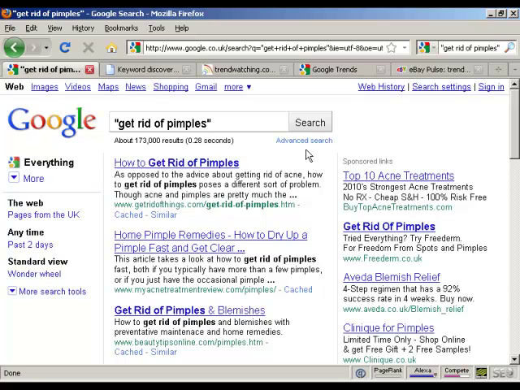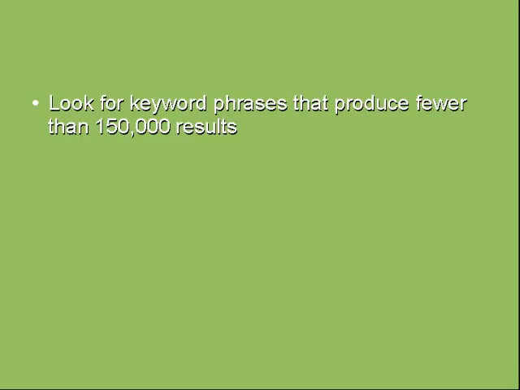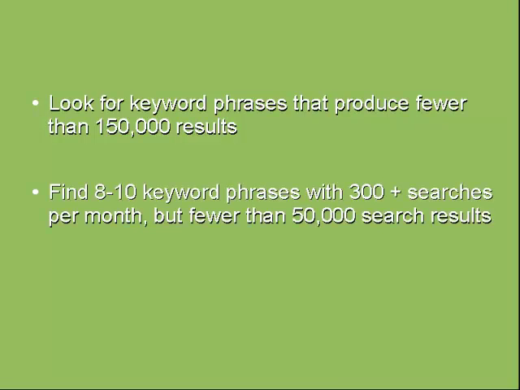individual keywords. I'm searching for keyword phrases that produce fewer than 150,000 results. Ideally, I would like to see at least 8 to 10 potential keyword phrases with 300 plus searches per month, but with fewer than 50,000 results that I can use within my marketing material. And this will give me the best possible chance of ranking well for those phrases.